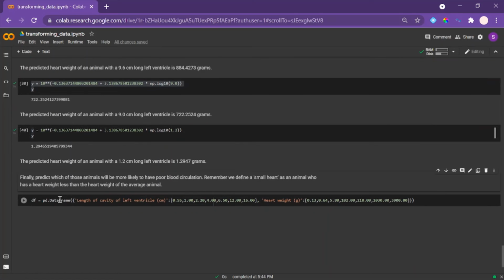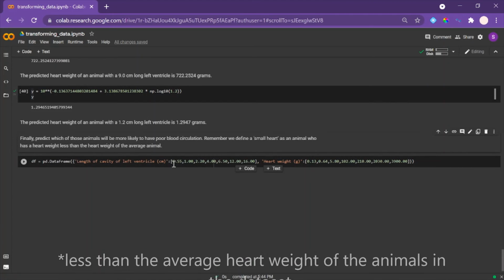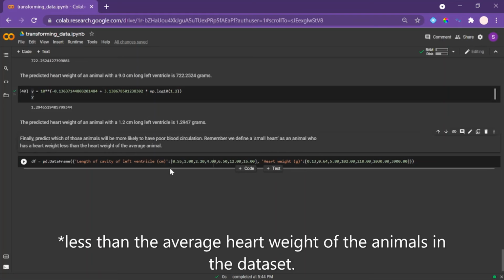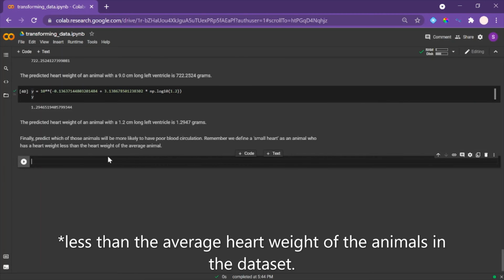Perfect. So finally, the last part is predict which of those animals will be more likely to have poor blood circulation. So for our situation, we are going to define a small heart as an animal who has a heart rate less than the heart rate of the average animal. So first, we're going to have to find the average heart rate of an animal.